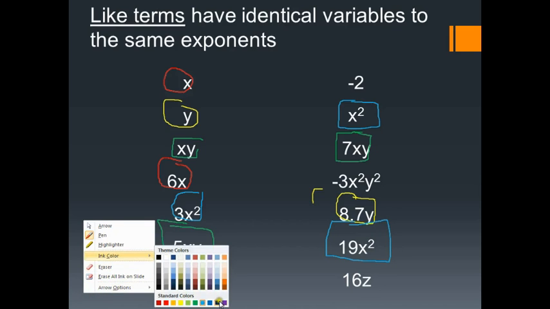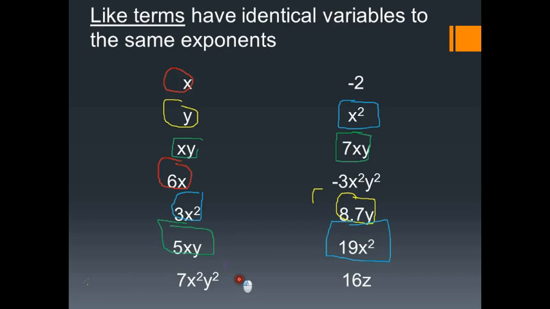Next like terms. Let's go purple. 7x squared y squared, negative 3x squared y squared. Both have x squareds, both have y squareds. They are alike. Negative 2 and 16z. Those are not like terms. They're completely different from each other. So, they're completely different from everything else on there, so they have nothing that matches.